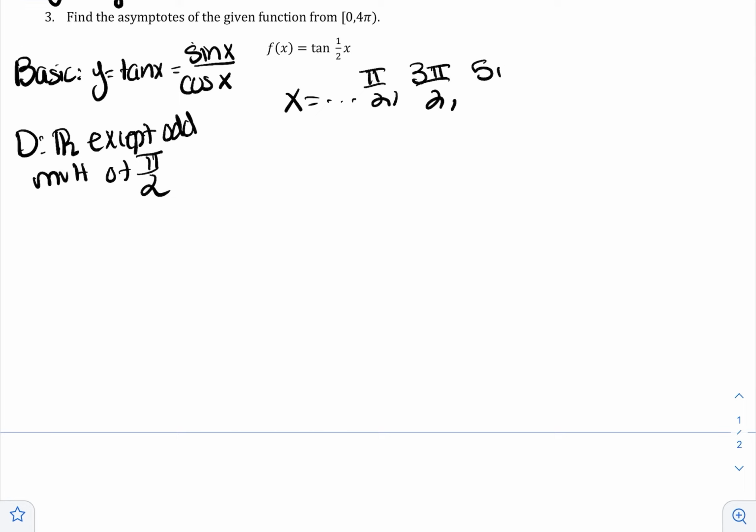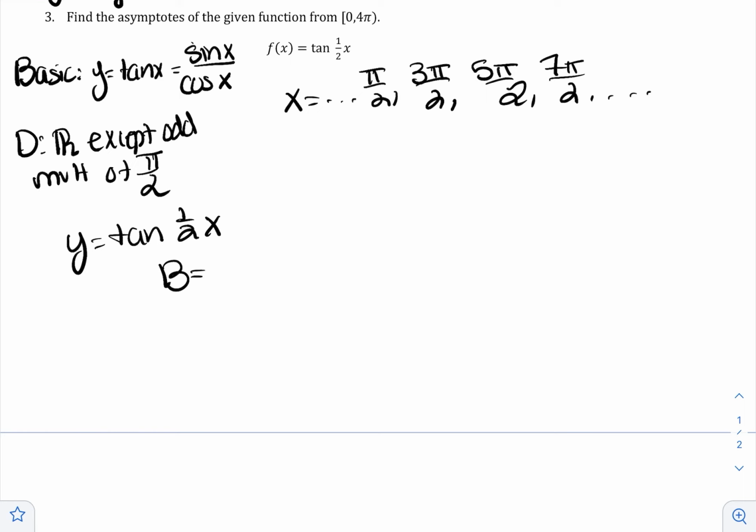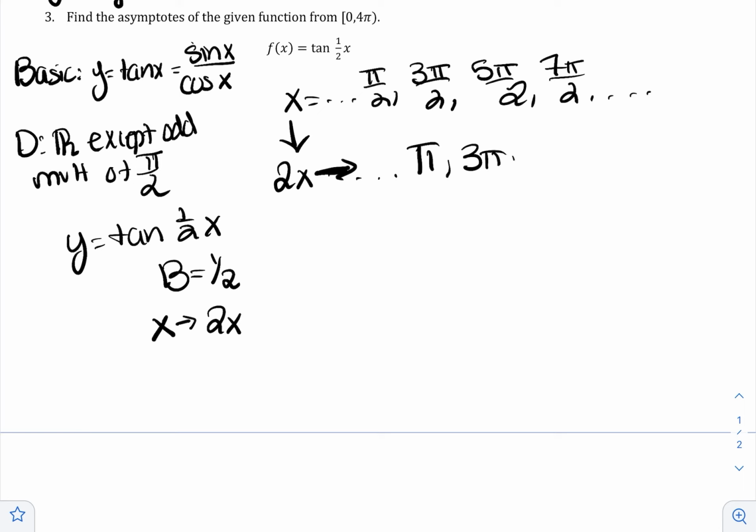And then 3 pi over 2, then 5 pi over 2, and then 7 pi over 2. That helps me create a little pattern. Then I take a look at my function, y equals tangent of 1/2 x. So b is 1/2, which means that I will take my x's and multiply them by 2. So this will become 2x, and the asymptotes become, with a little arrow here, pi, 3 pi, 5 pi, 7 pi.